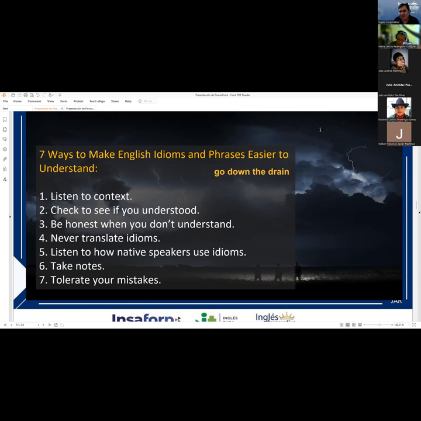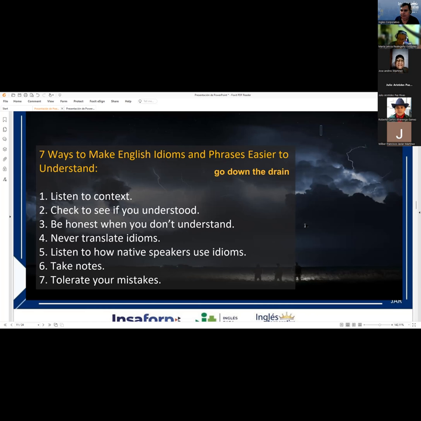Or more like, se tira piedras invisibles. Yes, that's right. So that is kind of funny. Okay, then the other one. Listen to how native speakers use the idioms and take notes. Pay attention and take notes.